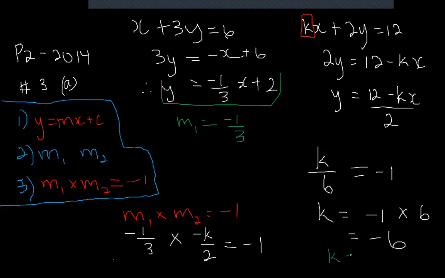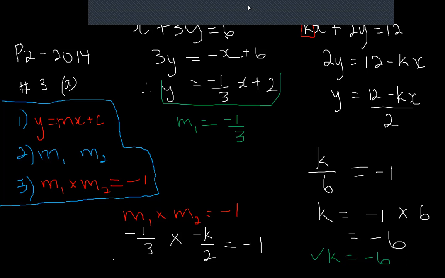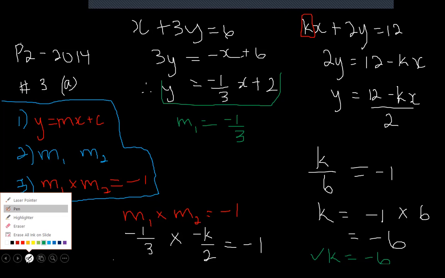That's my answer. Minus 6. Everybody understands that? People who didn't answer me, you understand how K is equal to minus 6? Yes, miss. Okay, one person. Can I have one more person answering? You understand? Yes, miss. All right.